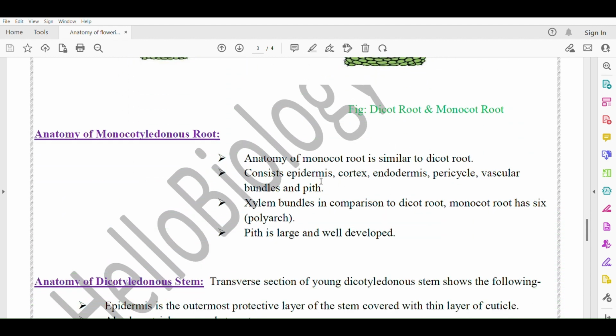Anatomy of monocotyledonous root. Anatomy of monocot root is similar to dicot root. It consists of epidermis, cortex, endodermis, pericycle, vascular bundles and pith. In comparison to dicot root, which has few xylem bundles, monocot root has more than six xylem bundles. It is called polyarch. Pith is large and well developed.